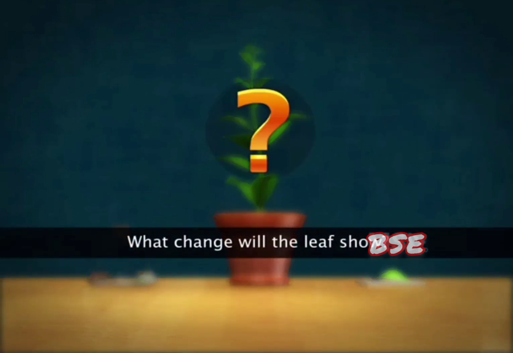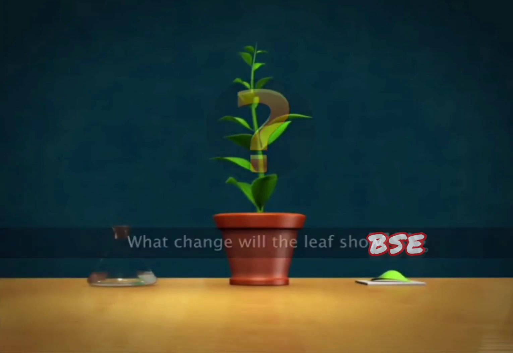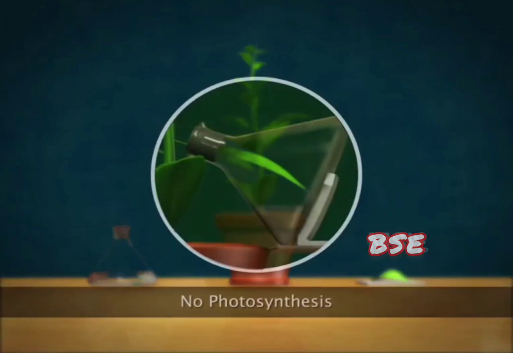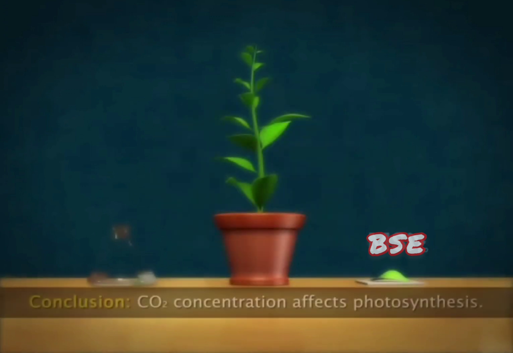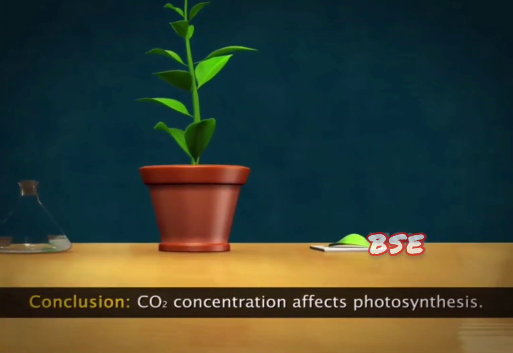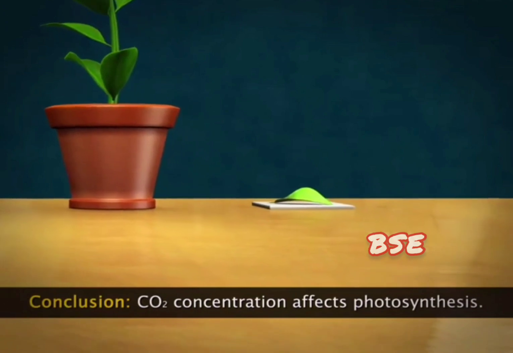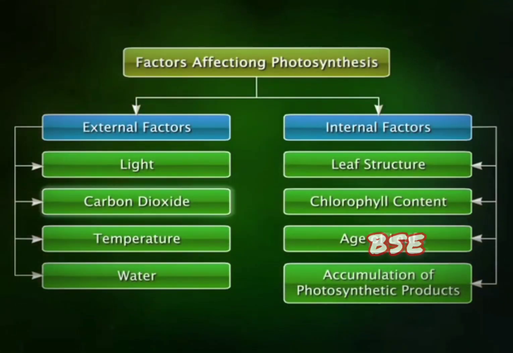What will you observe? Remember that potassium hydroxide absorbs all carbon dioxide from the flask. As there was no carbon dioxide left in the flask, the leaf wasn't able to photosynthesize and starch wasn't synthesized. As a result, the leaf will show a negative starch test. This proves that even carbon dioxide concentration can affect photosynthesis.